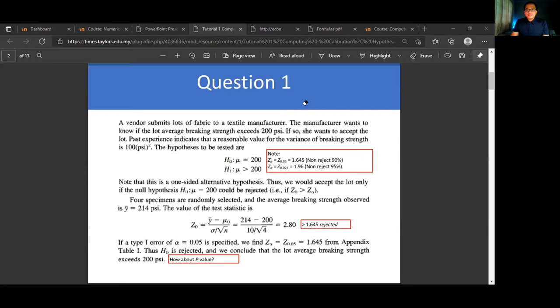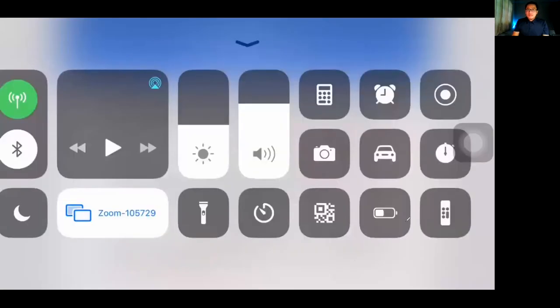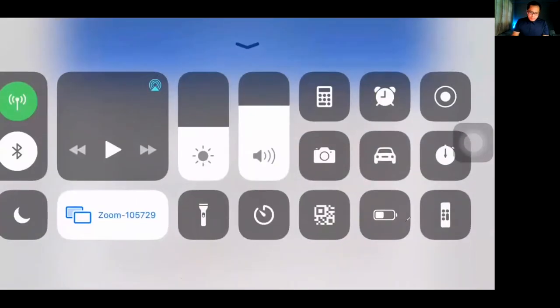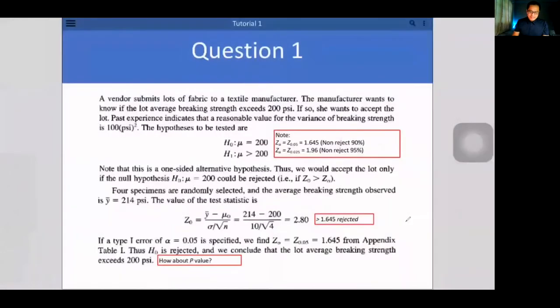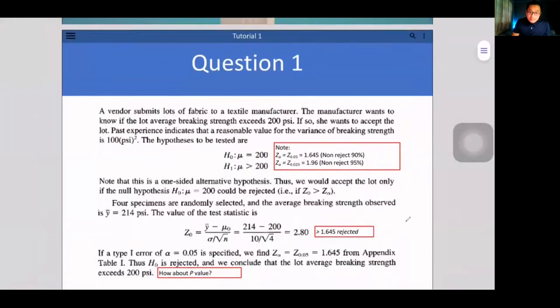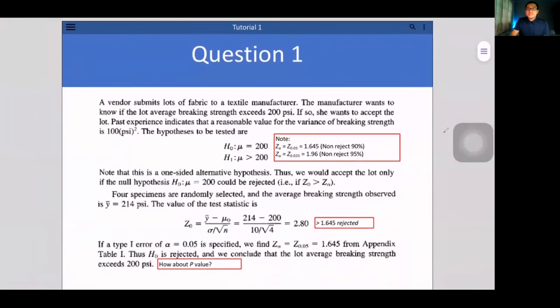Okay, let's see. Okay, so now I'm showing you my phone screen. So before that, I need to switch on the moon. Okay, good. So I hope you can see this. Let me switch on this one.